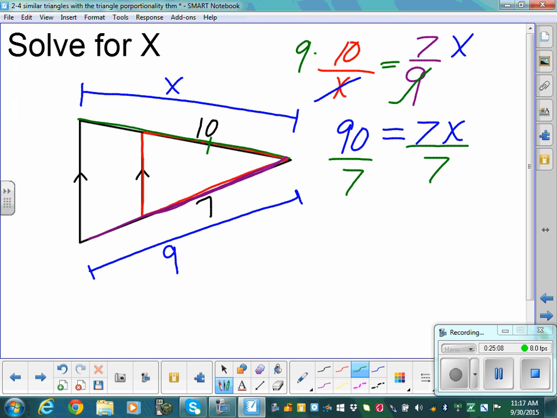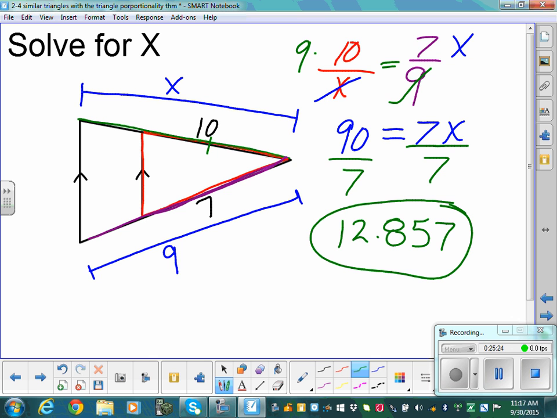So what do we get? 12.85714. Okay, so is this a long decimal? Yep. 12.857. That's it? No, it's 857142. Okay, so we'll round there then. All right, 12.857.